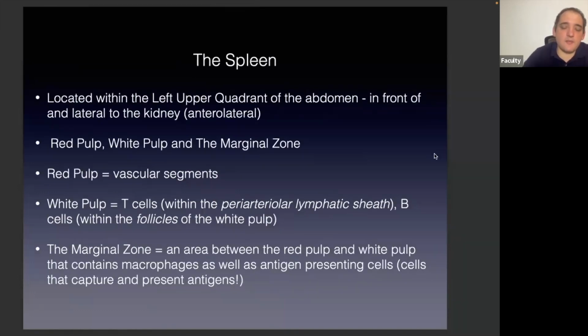The other one of the secondary organs we talked about was the spleen. The spleen is, I think everyone always associates it with red blood cells. I had a professor who once told me the spleen is where red blood cells go to die. It's true, but the spleen is also associated with the white blood cell response. So it's located within the left upper quadrant of the abdomen. It's in front and lateral to the kidneys, which we call anterolateral.